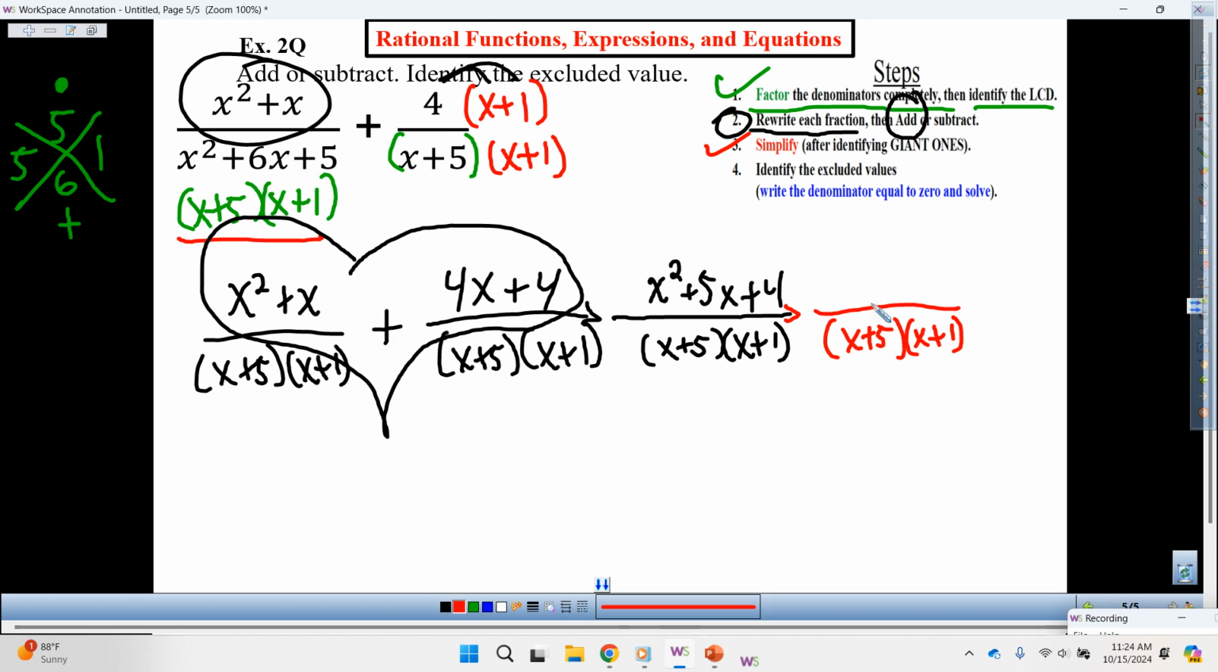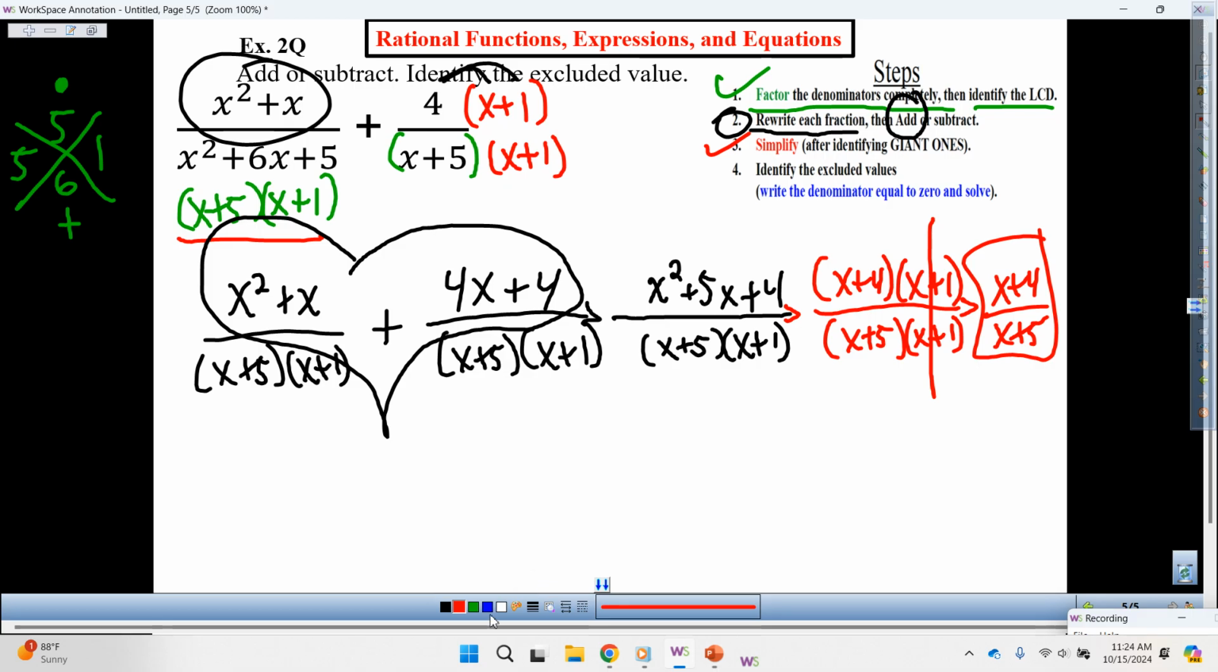All right, Joseph, pass someone. Annette. x plus 4 and x plus 1. And then what do I do, Annette? Giant 1. So that leaves us with x plus 4 over x plus 5. Hands, have you got that?